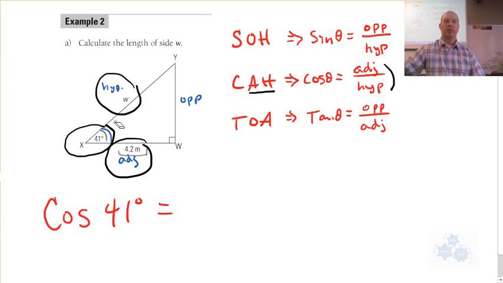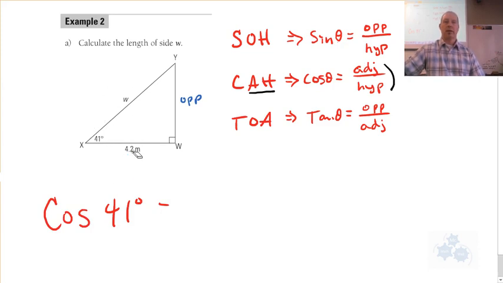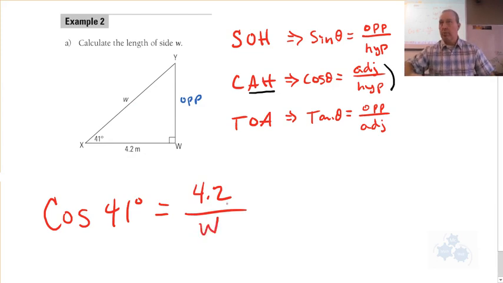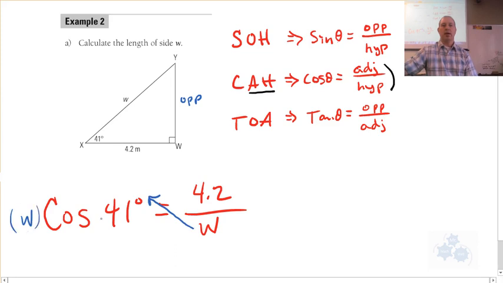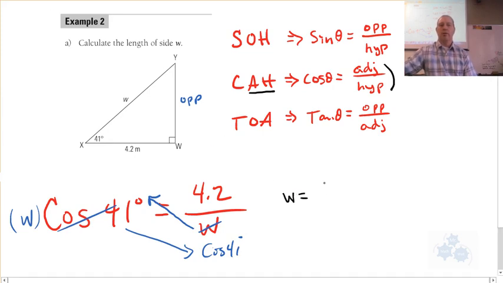I'm going to use cosine of 41 degrees equals what? What's the adjacent side to 41? It's 4.2, divided by the hypotenuse, which is W. So that's how you set that up. And you want to write out that equation first, and then you can solve for W. So you guys know that if we have a simple ratio, we can multiply both sides by W. That brings it up here as a multiplier there. And then we can divide by cos of 41, and so that brings it down here. And so what we have then is W equals 4.2 divided by cos of 41 degrees.